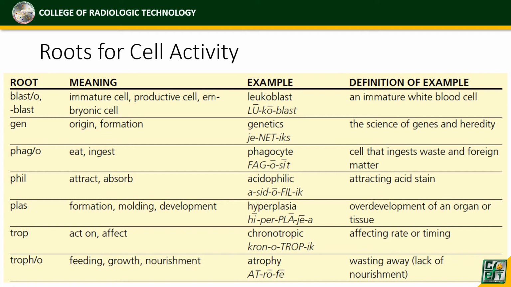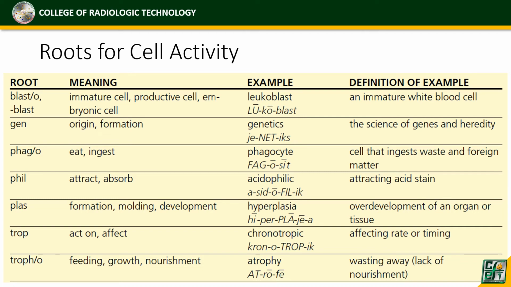Then we have tropho, or troph, which means feeding, growth, nourishment. Then we have the example atrophy, which means wasting away or lack of nourishment.